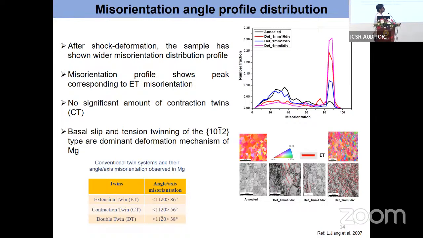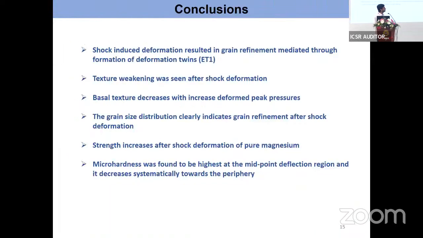Now come to the conclusion. In this study, I found that the shock-induced deformation resulted in grain refinement mediated through formation of deformation twins, and texture weakening was seen after shock deformation. Basal texture decreases with increasing peak pressure, and the grain size distribution clearly indicates grain refinement after shock deformation. Strength increases after shock deformation of pure magnesium, but ductility decreases, and micro hardness was found to be highest where we have the maximum deflection. Thank you.